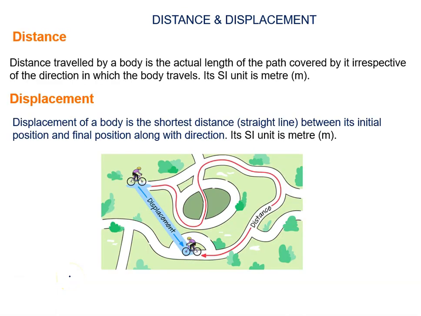Distance and displacement. Distance is the total traveled path, or you can say the actual length of the path covered by the particle or object. Its SI unit is meter. Displacement is the shortest distance between the initial and final position. Its SI unit is also meter.